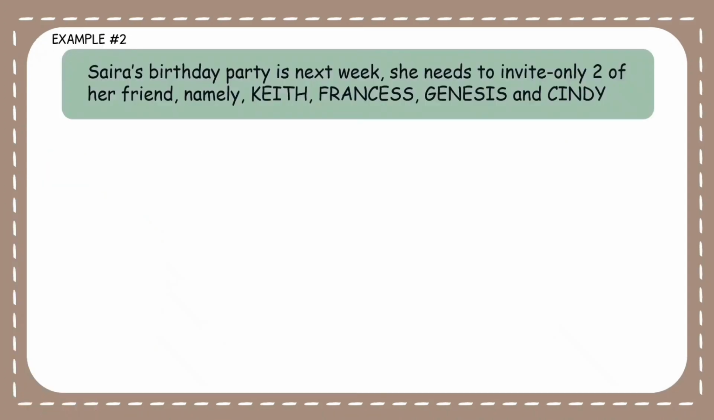Earlier, we tried to solve a problem. Now, let's try this formula to check if our answer is correct. In how many ways can Syra choose 2 out of 4 of her friends? First, we must determine n and r in the given problem. Since the total of Syra's friends is 4, 4 will be n, and we're going to choose 2 out of her friends. Thus, r is equal to 2.